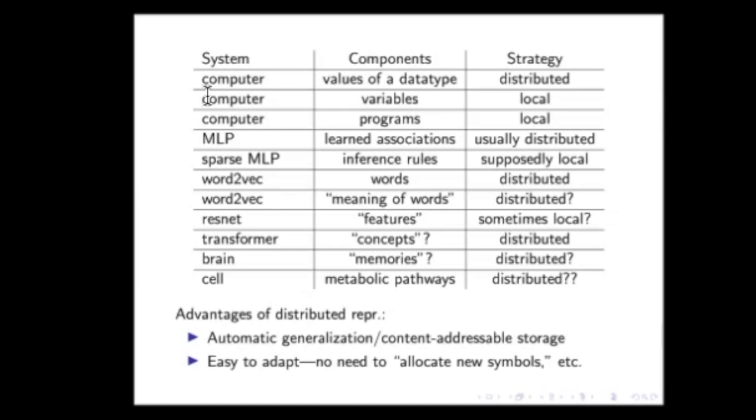But just some examples. When I represent a data type on a computer, I would say I do this with a distributed representation. My components here are maybe the different values of the data type, and the things I'm using to store are the different bits in its representation. And this is a distributed representation. You can't say computers don't use distributed representations.